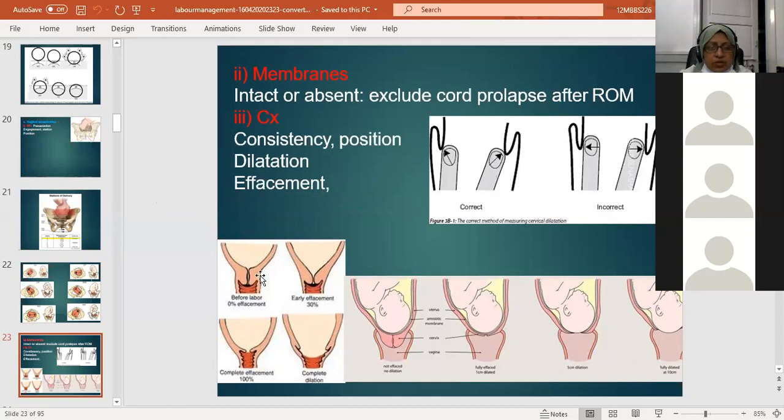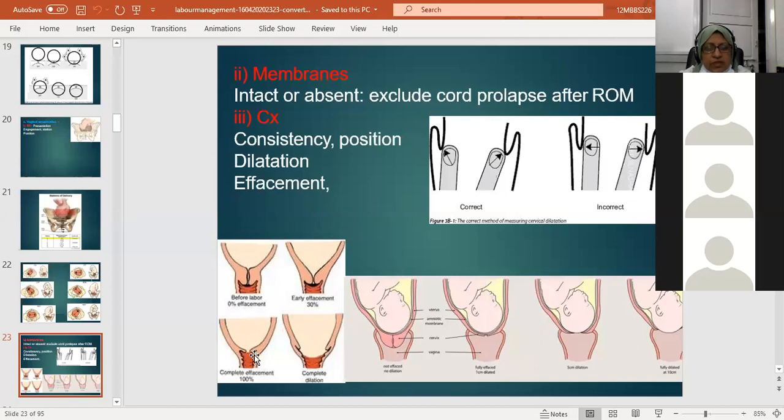Now look at this cervix. The cervix is tightly closed, and the cervix is still not effaced, so 0 effacement. Now there is still no dilatation, but the length of the cervix becomes short, so we call it 30% effaced. While, look at this: full dilatation with full effacement.